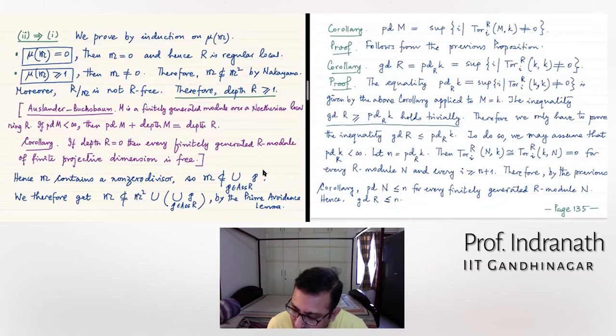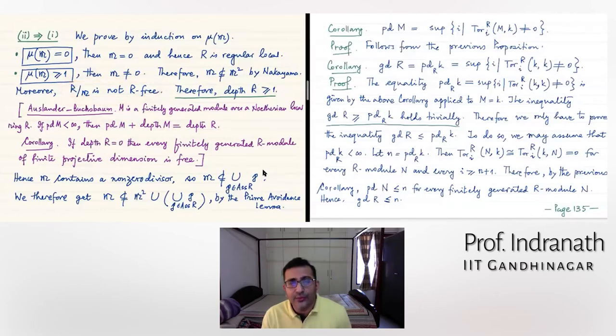By the way, let us quickly make a mention of it, that if you have a finitely generated module over a Noetherian local ring, and if you have a finite projective dimension of M, then you have this addition formula. This is what is called the Auslander-Buxbaum formula, that projective dimension and depth add up to the depth of the ring. Okay, and as a corollary, it follows that if depth is zero and you have a finitely generated R module with finite projective dimension, then it must be free. So if the finitely generated R module is not free, depth cannot be zero, and therefore it is at least one.